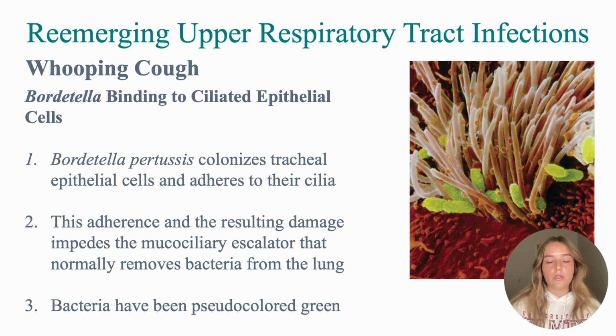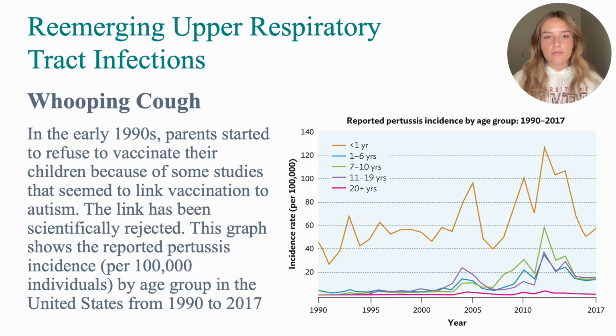What Bordetella pertussis first does is colonize tracheal epithelial cells and adhere to their cilia. Then this adherence and the resulting damage impedes the mucociliary escalator that normally removes bacteria from the lungs. And we also see the bacteria have been pseudo-colored green in this image here.